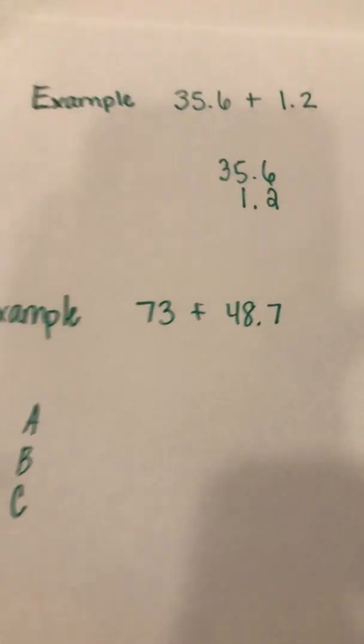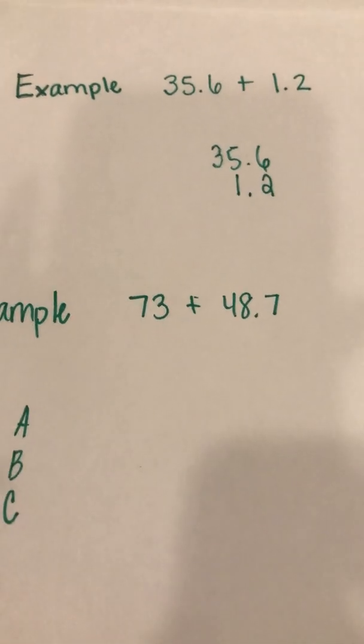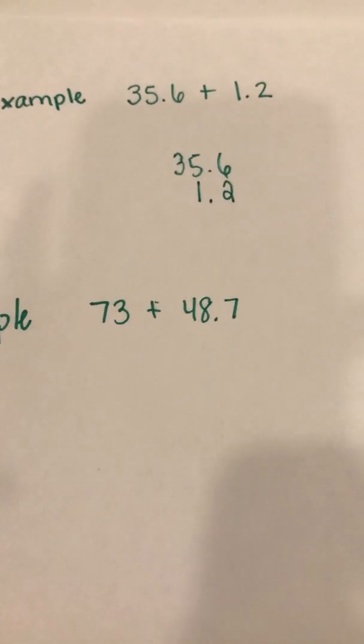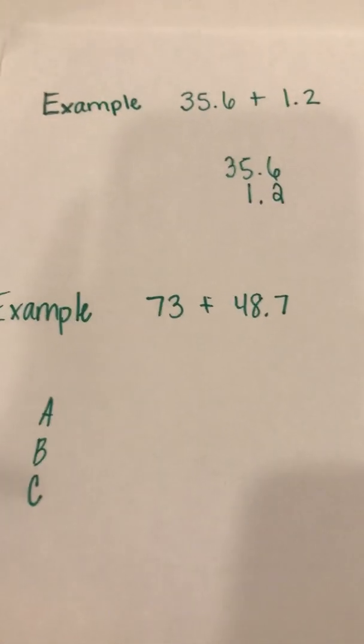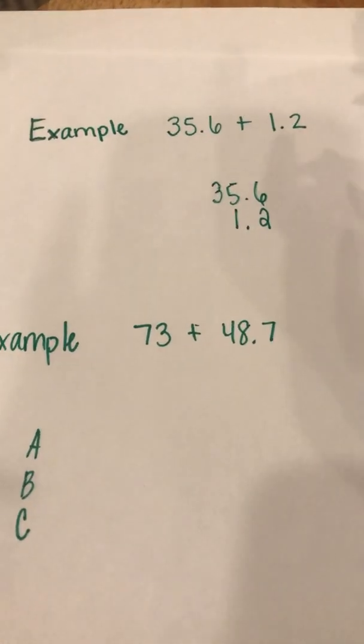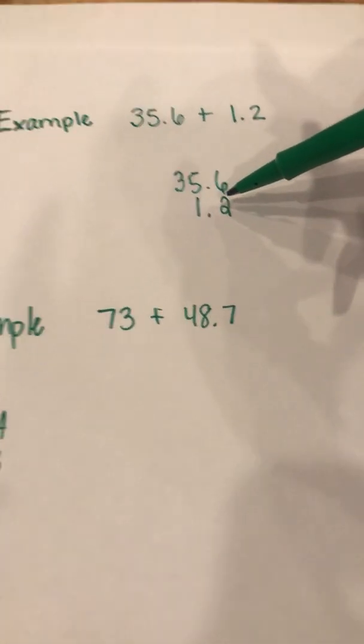All right, so we're looking at our first example. We have 35.6 plus 1.2. So all I did was transfer my examples onto a blank piece of paper. So step one is to write the number with the most digits on top, and that is 35.6.